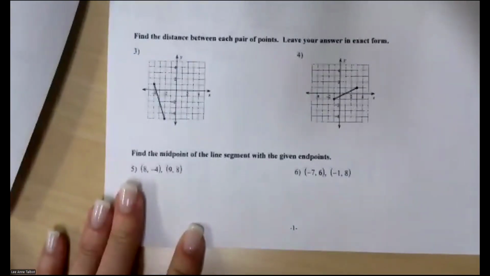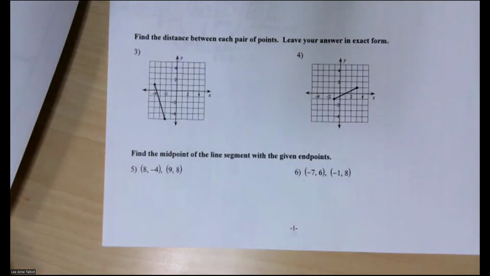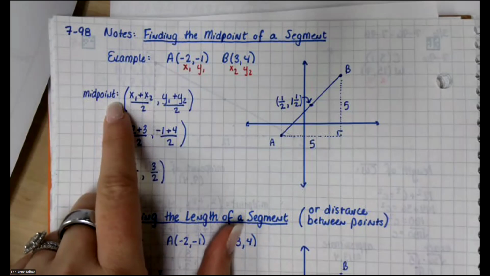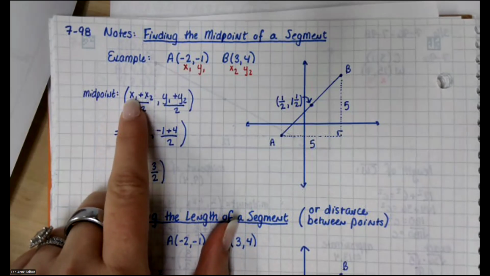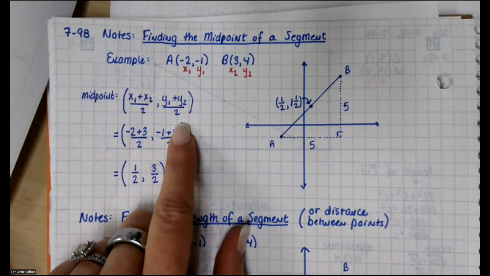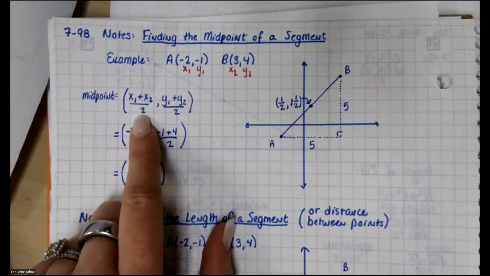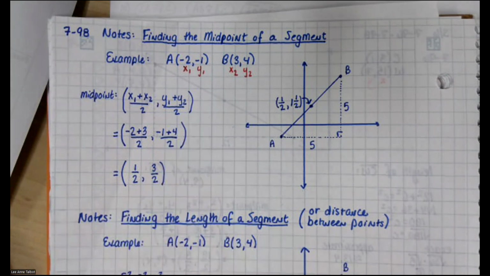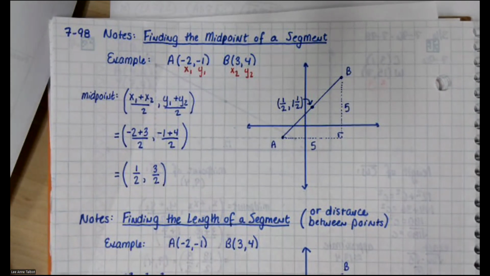So there's a midpoint formula. Let me remind you from our notes. We did this in number 98. Take a look up here. If you want to find the midpoint without graphing, you add the two x's and divide by 2, and you add the two y's and divide by 2. So x1 plus x2 over 2, y1 plus y2 over 2. Okay, do you want to do it or do you just need the formula?